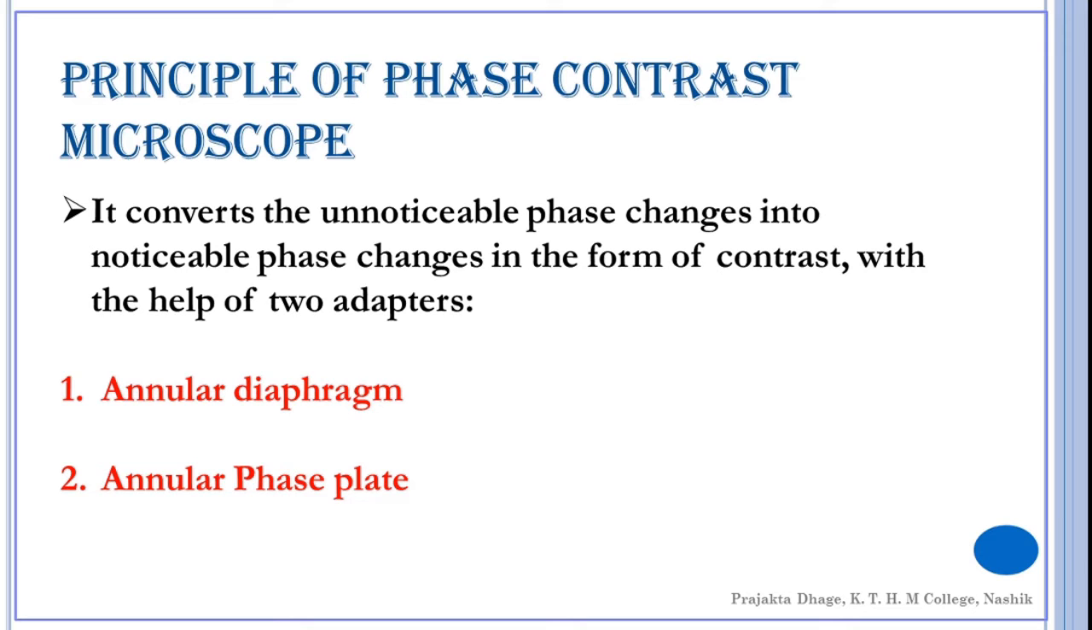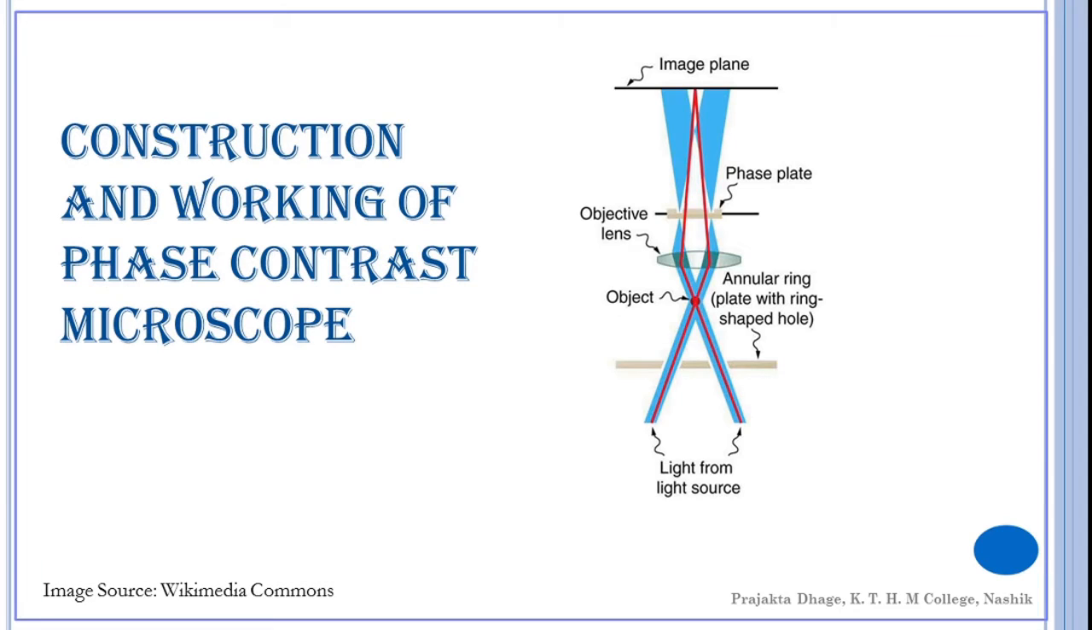Okay. Now we will move on to the construction and working of the phase contrast microscope. Throughout the construction and working, you are supposed to pay attention to this particular diagram. Okay, then only you will understand how it works. So basically, phase contrast microscope is a light microscope with two specialized adapters. I have already discussed the annular diaphragm and the annular phase plate.